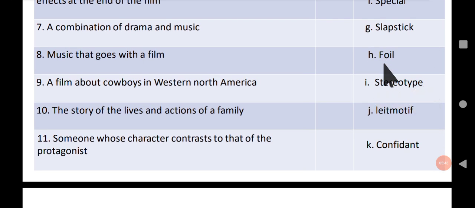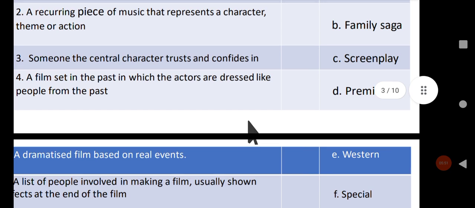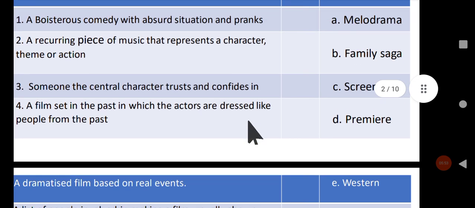Next, the story of lives and actions of a family. You have seen the options, right? So which option is correct here? That is called a family saga. See, you have a documentary. No, not a documentary. You have a series in the Western movies.